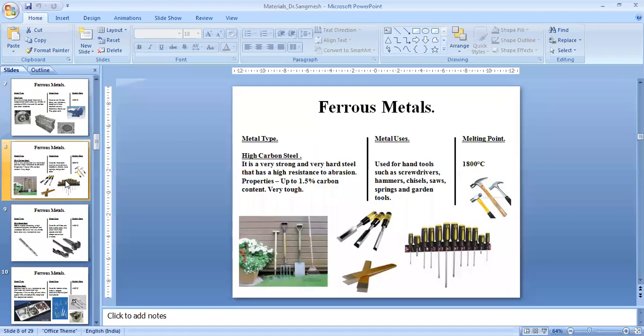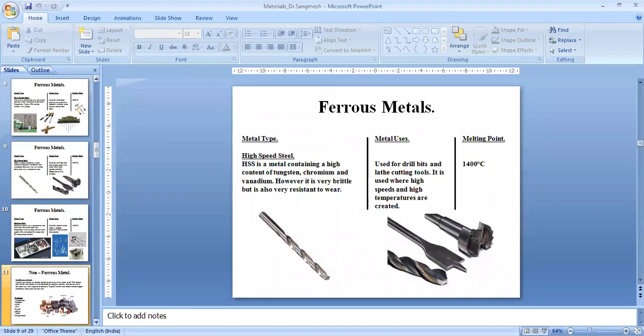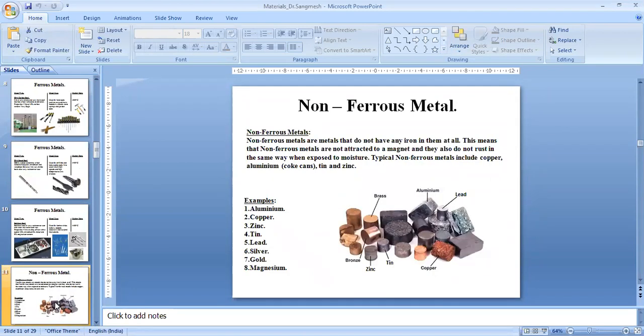High carbon steels again, the carbon content is maybe in the range of 2%. It's a very tough material. It can be used for hand tools, screwdrivers, hammers, chisels, saws and all that. There is high carbon steel, and the low carbon steels are high speed. These also can be used for drill bits and other industrial applications.